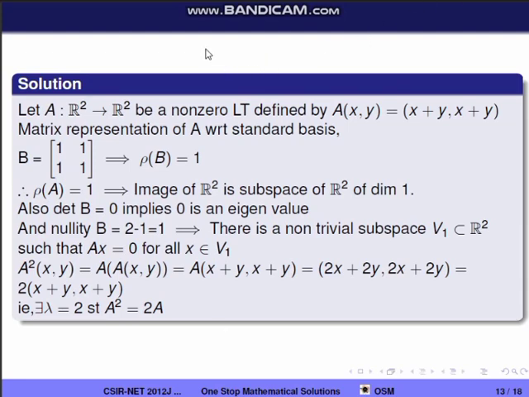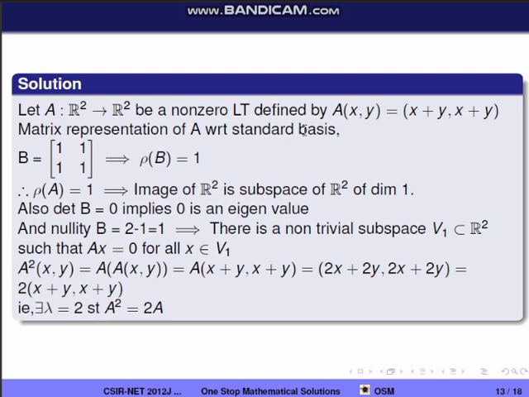So in this question, A is a non-zero linear transformation on a vector space of dimension n. So I am defining an example here. I am taking the vector space as R square, so its dimension is 2, and I am defining a non-zero linear transformation on R square. So A is from R square to R square, a non-zero linear transformation, and I am defining it as A of x, y is equal to x plus y comma x plus y. This transformation is linear, so it has to satisfy the first concept. You have to check that. I have already checked that, but I have not given it in this solution.